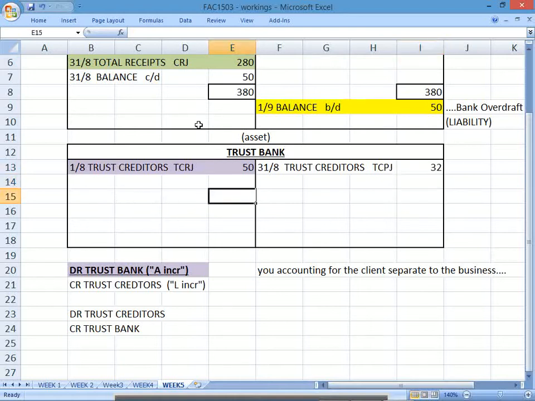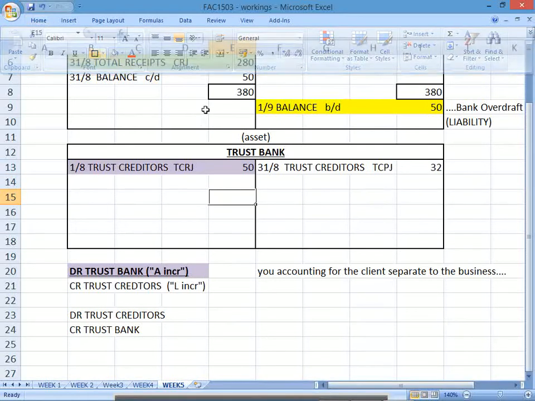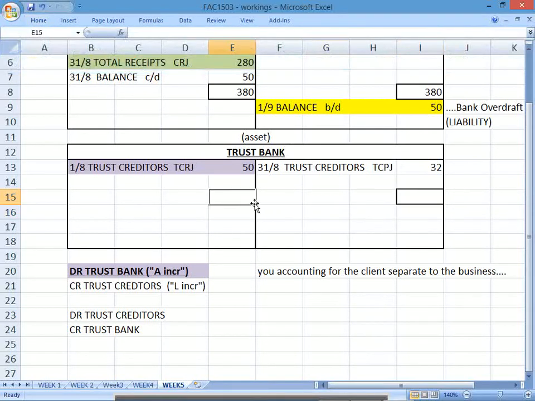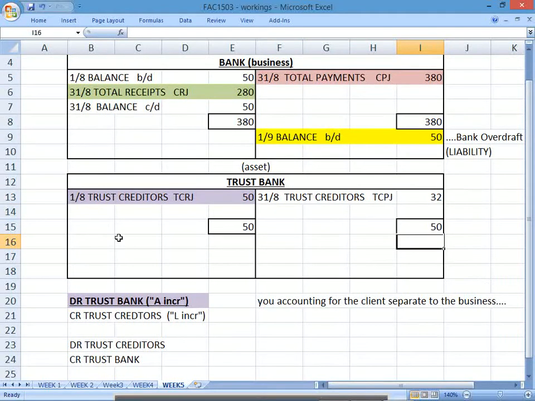Okay, and then obviously you could balance this account off. There'll never be that much in this account, purely because it's specific to a job. So the client is asking you to do something. You won't see as many transactions here as you would for a business's CPJ or a business's CRJ. So this side is bigger. The balancing figure would be the difference. And that is something that you would carry down then. Balance carry down, 31st of the 8th.